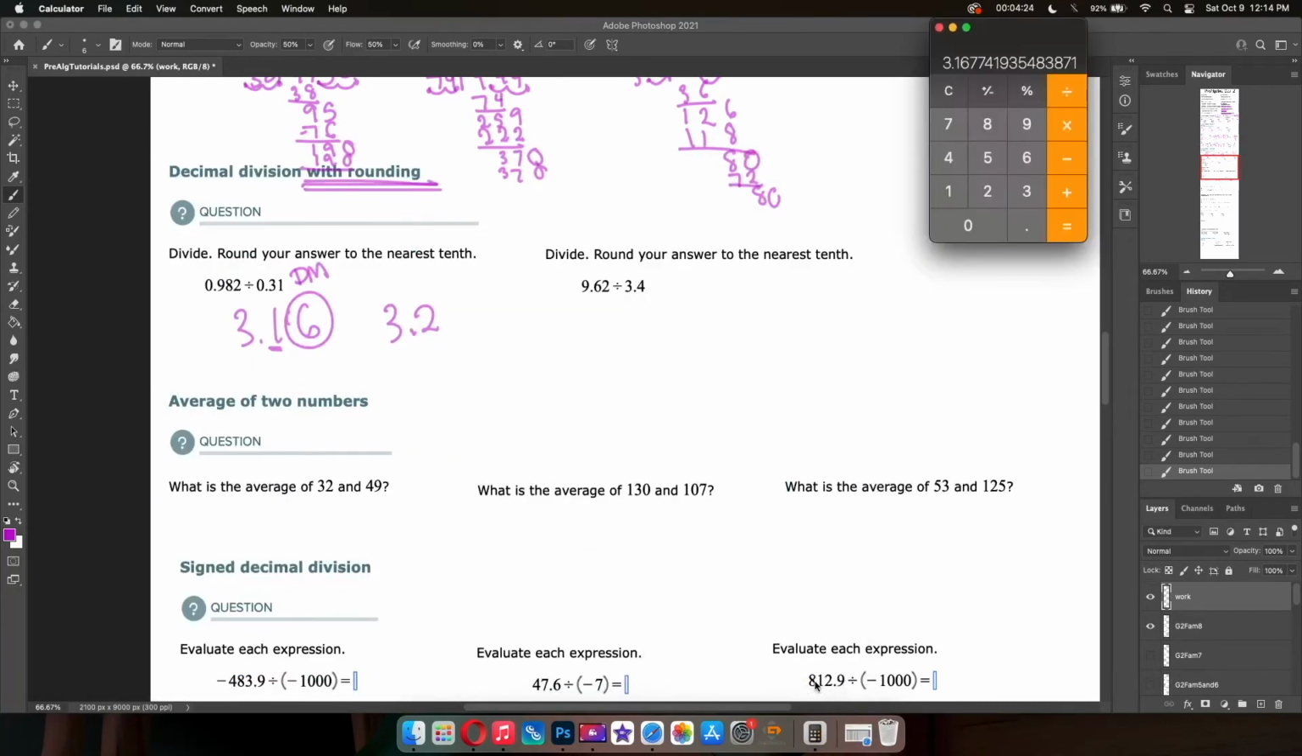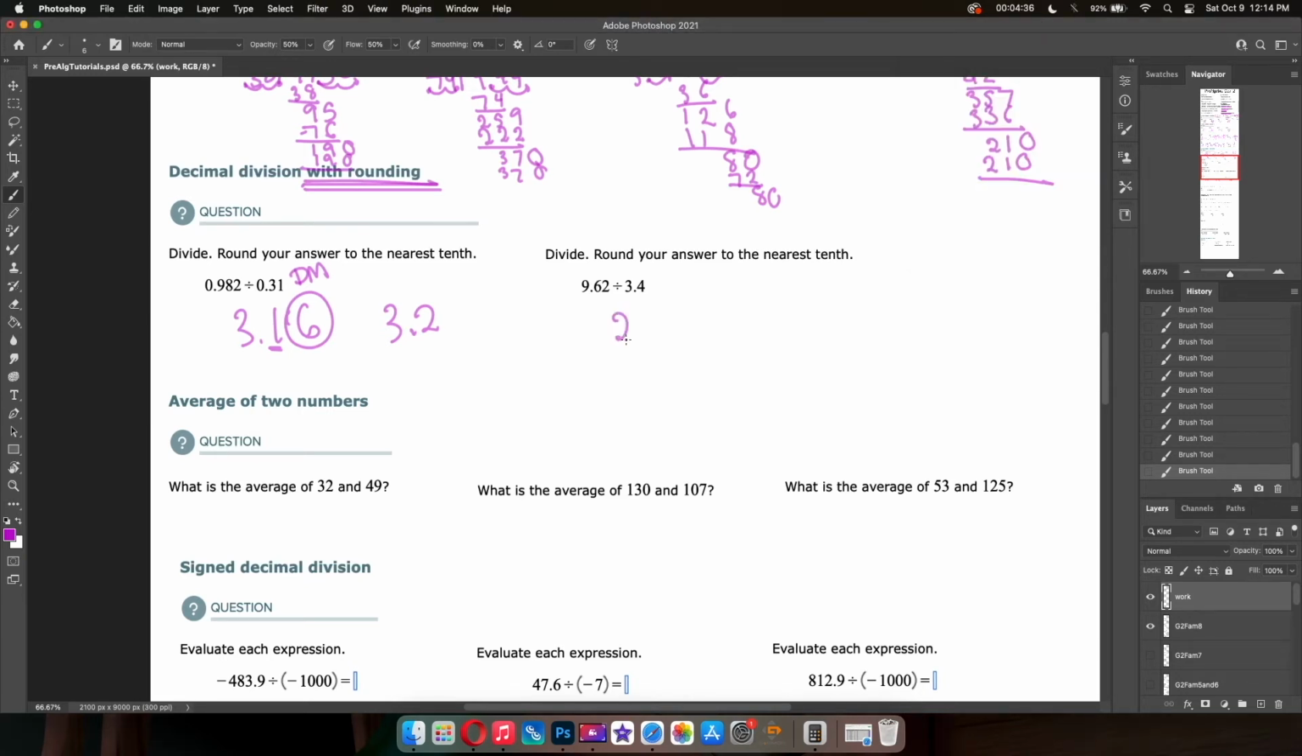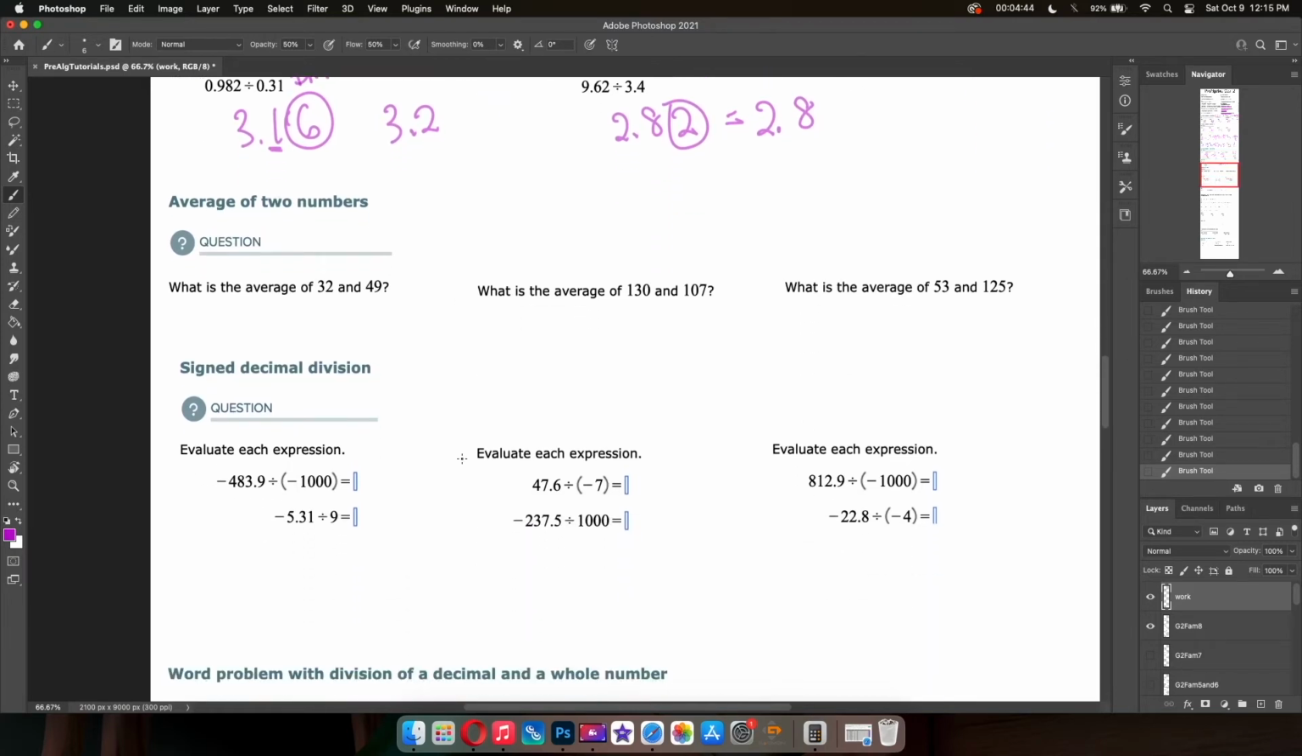Let's look at this. So we have 9.62 divided by 3.4, and we have 2.82, round to the nearest tenth, 2.82. There's my decision maker, stay the same, so our final answer is 2.8. Now we start getting into some nominally fun stuff.